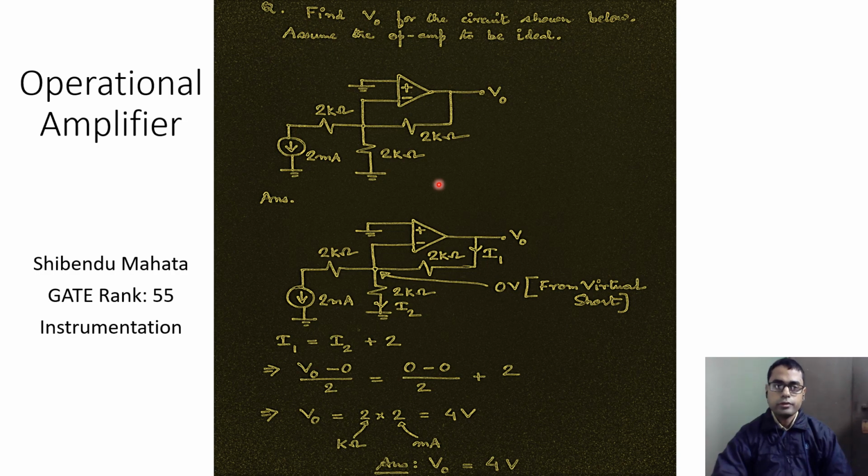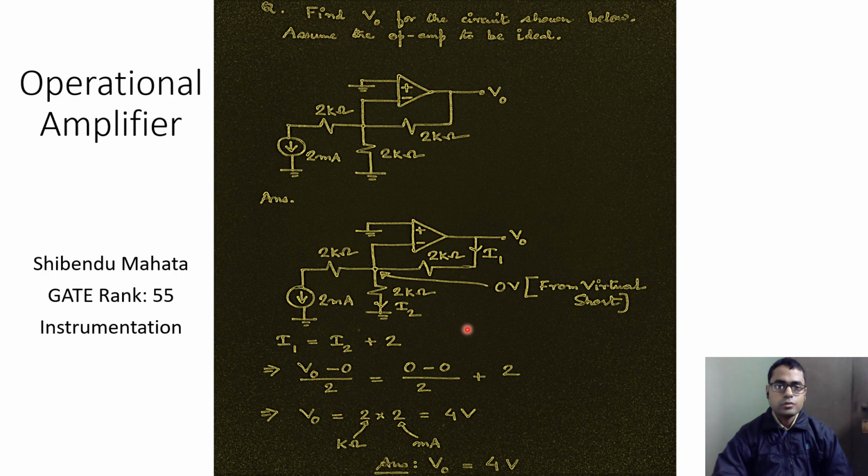This is another question on operational amplifier, and we have to find out this output voltage V0, assuming that the op amp is an ideal one. So first things first, we know that the voltage at the non-inverting input terminal is 0 volt, and so the voltage at the inverting input terminal should also be 0 volt. So the voltage at this node is equal to 0 volt.